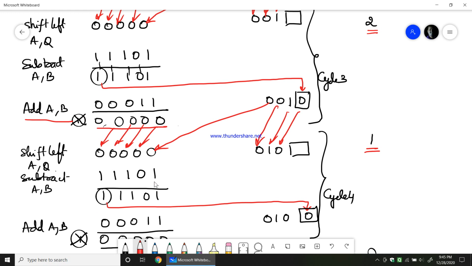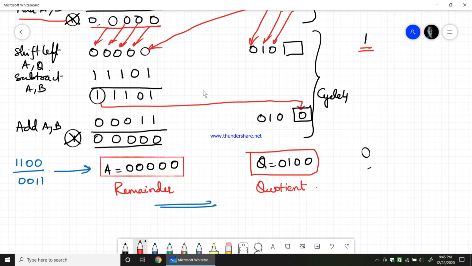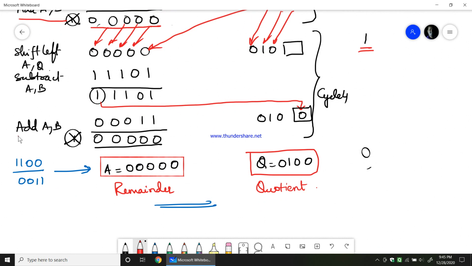I'm going to get this result as A now. Again, the sign bit is 1, therefore it is negative. So you assign Q0 to be equal to 0. Then, after assigning Q0 to be equal to 0, at the end you should add A with B. Adding A with B will give you all zeros. And this 0, 1, 0, 0 will remain as it is. Then that completes cycle 4, and then again you decrement the counter value, which will become 0.